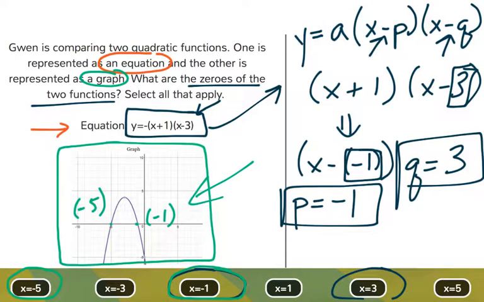So it looks like we're circling 3 answers here. X equals negative 5, x equals negative 1, and x equals 3. That covers all the zeros.